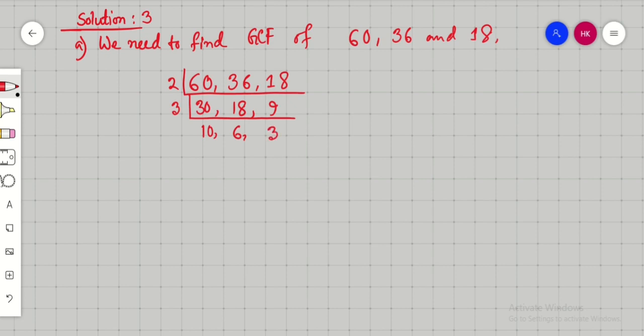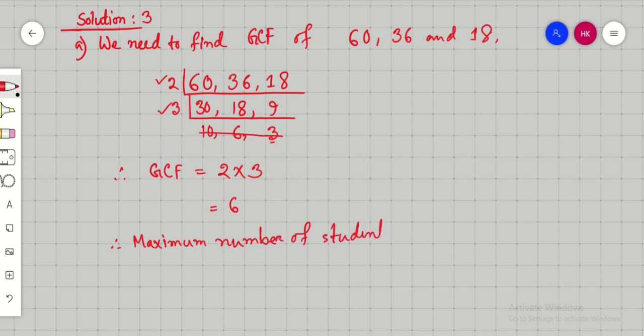Here we can divide by just 2 but not 3, and 3 is not divisible into 10. So this is the end of the GCF. So GCF is equal to 2 times 3, only this number and this number, but no bottom number. So 2 times 3, that means 6. We just take only 6. So the maximum number of students is 6. This is the answer.